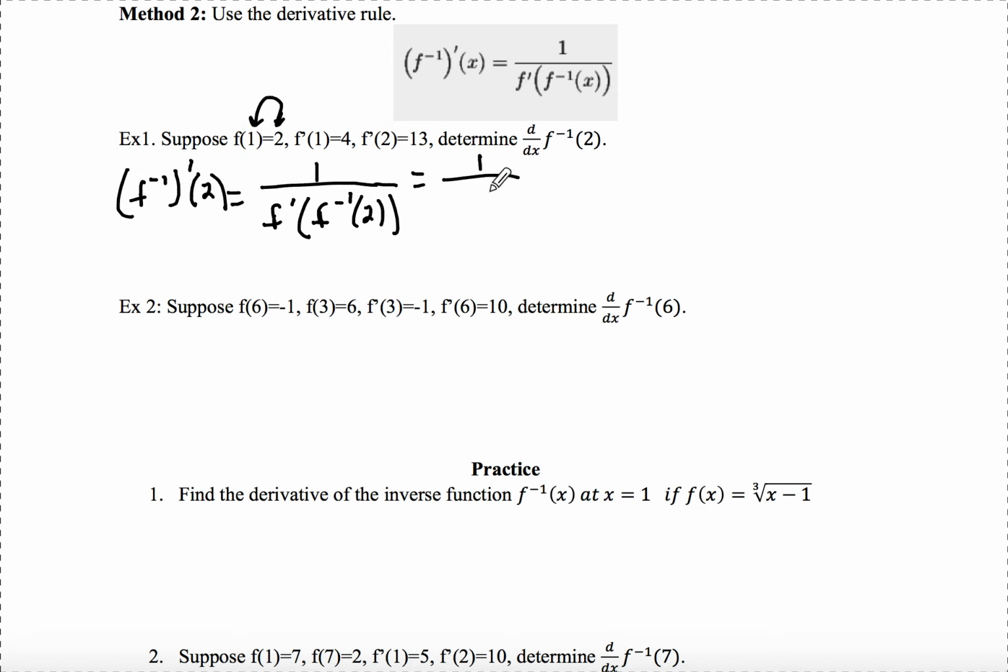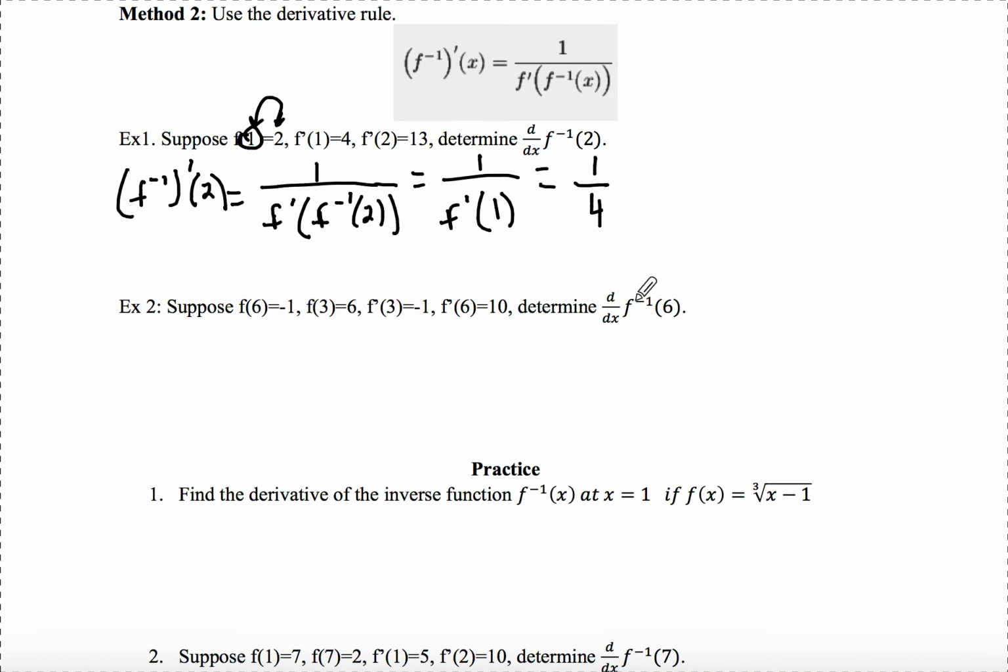So this is going to be 1 over f prime of f inverse of 2, which we just decided was 1. It's that x value that had a y value of 2 in our original function. So f prime of 1. And then we go, well, what's f prime of 1? Well, f prime of 1 we know is 4. So this would be 1 over 4. And there we go. That would be our derivative of f inverse at 2. Not too bad, right? Let's do another example.